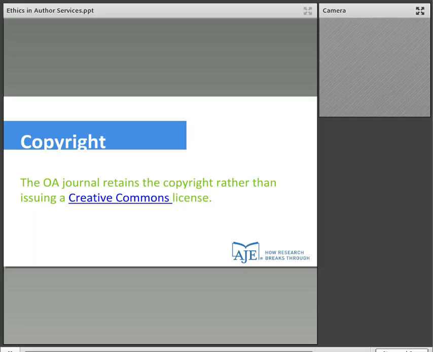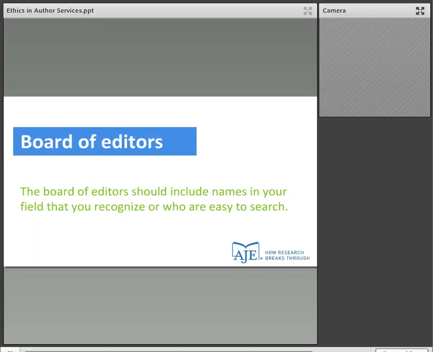The copyright. An open access journal retains the copyright rather than issuing a Creative Commons license. So a Creative Commons license is the license that allows for the free distribution of your work. Libraries don't have to pay for it. Other researchers and institutions don't have to pay for it. They can access it wherever they can link to the web. So if there's no Creative Commons license, that journal may be retaining the copyright and not permitting you to distribute this material elsewhere. So do be careful.